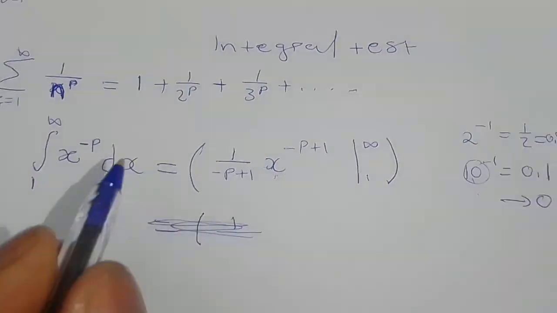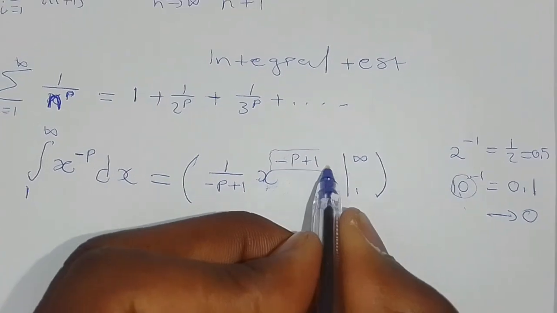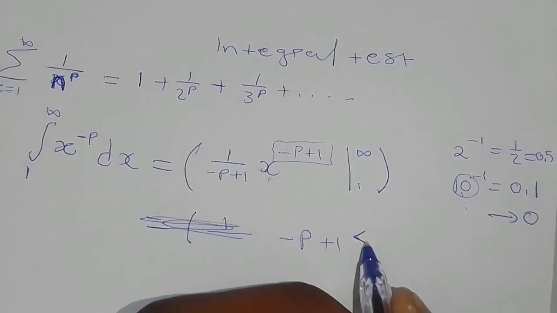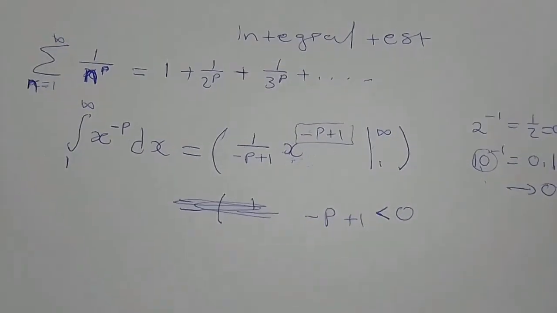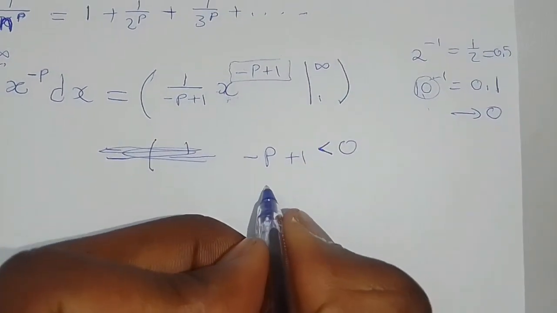Now, in order for this to produce a real number, the exponent must be negative. That means minus p plus 1 should be less than 0, because we want it to produce a real value, right? Then if you solve this inequality, you end up with something like this.